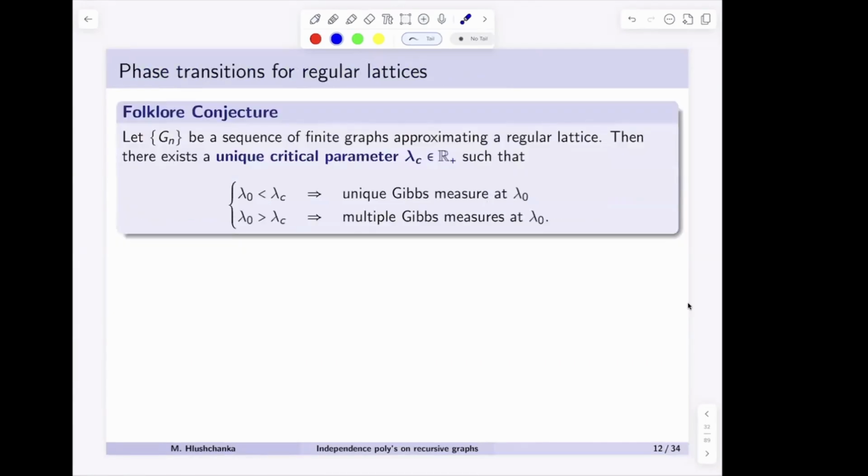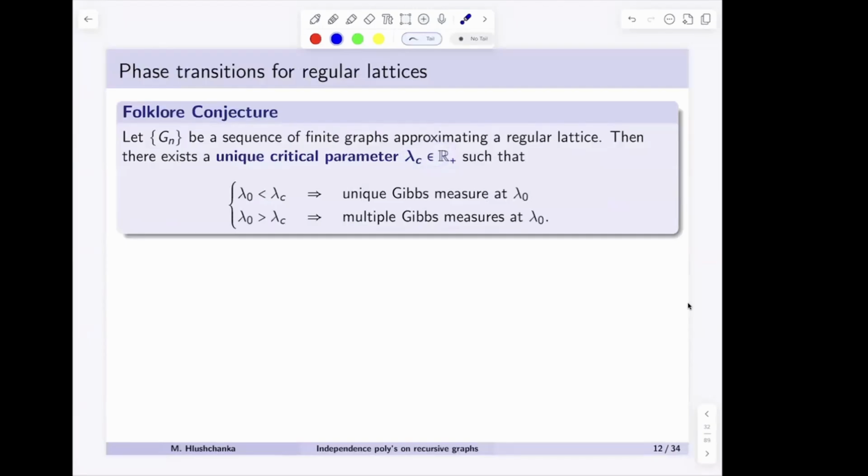So the folklore conjecture in this topic from the point of view of physicists is that if you have some regular lattice and if you have a sequence of finite graphs approximating this regular lattice, then there should be a unique critical parameter lambda c such that you experience a phase transition. So you have a unique Gibbs measure below this critical parameter, and you have multiple Gibbs measures above this critical parameter.